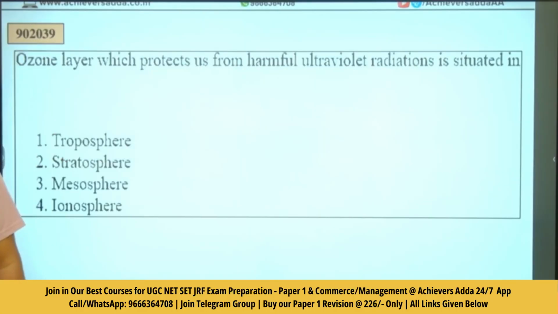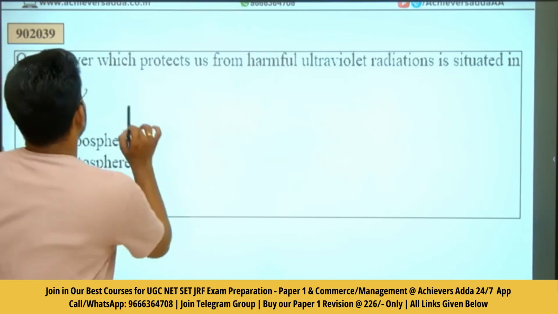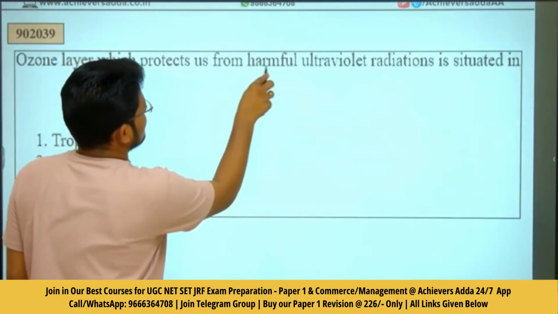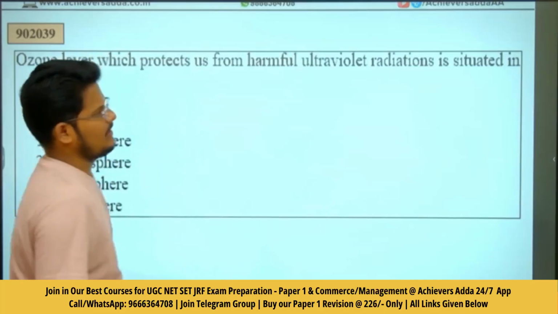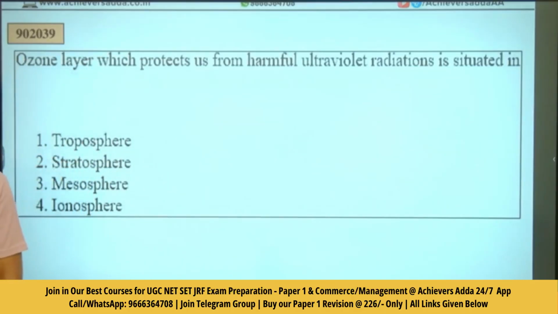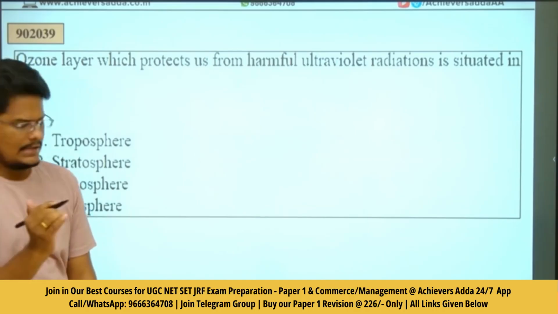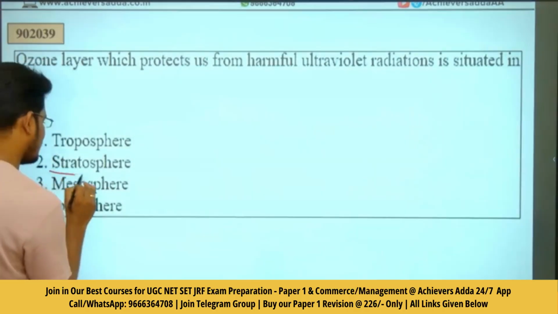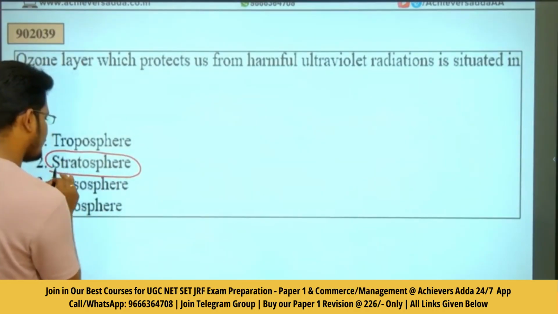Third option. Question is very clear. The ozone layer which protects us from harmful ultraviolet radiation, where is it situated? Where will it be? Successfully all answered correctly. It is the stratosphere.